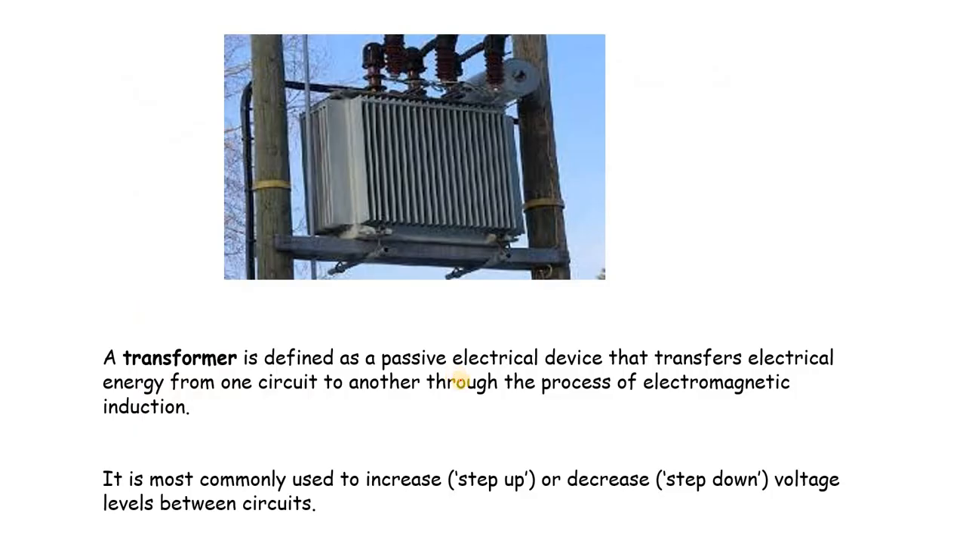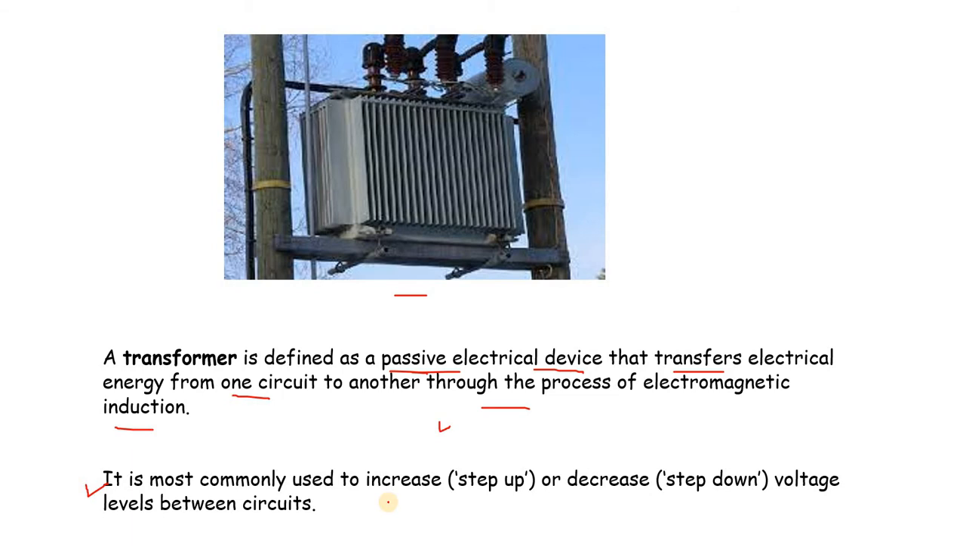So what is a transformer? You might have definitely seen one near your house. It is a passive electrical device. Remember why it is passive? Because here electrical energy is not generated. A transformer just transfers electrical energy from one circuit to another through the process of electromagnetic induction, and it is mostly used to increase, which is called step up, or decrease, step down, the voltage level between circuits based on your requirement.